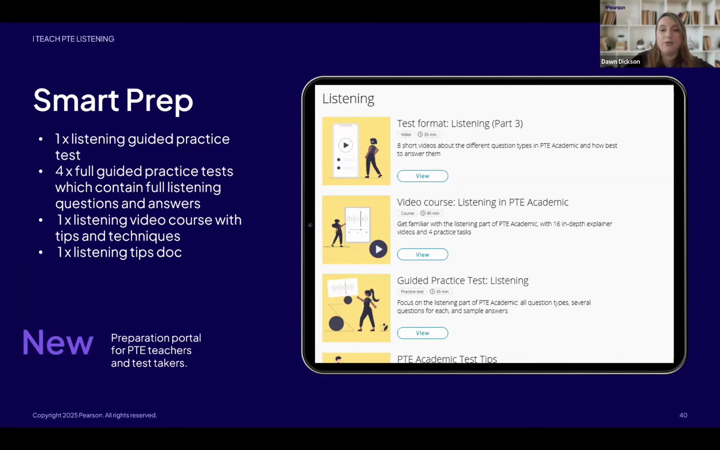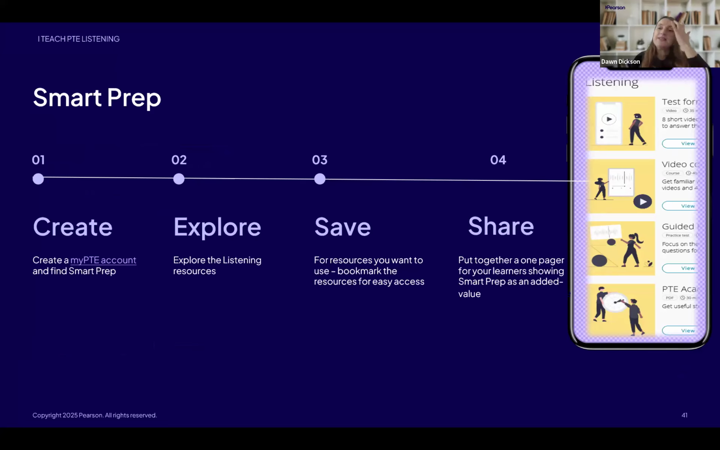Okay, moving on to the following slide here. Some of you might be wondering, how can I have access to the Smart Prep portal? Fear no more, I'm about to tell you that now. All you need to do is create a My PTE account. Again, I'm sure Magda will provide the link for this in the chat. So you create a My PTE account, and then you will find Smart Prep. It's as simple as that. You can then start exploring the listening resources, which I've just shared with you.